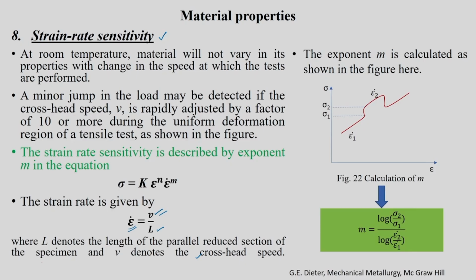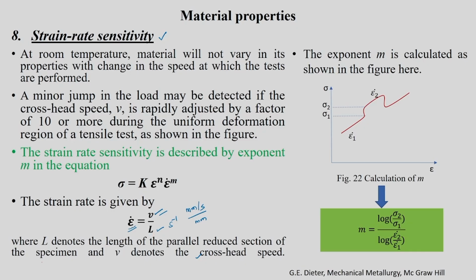And L is the instantaneous gauge length, because this is a true quantity. You are going to have instantaneous gauge length. So V, for example, is in millimeter per second, divided by millimeter, so the unit of strain rate is second inverse. So strain rate is defined by V by L, where V is the cross-head speed and L is the instantaneous gauge length.